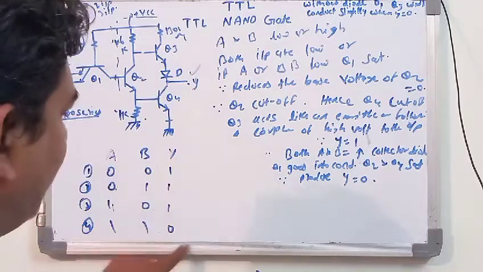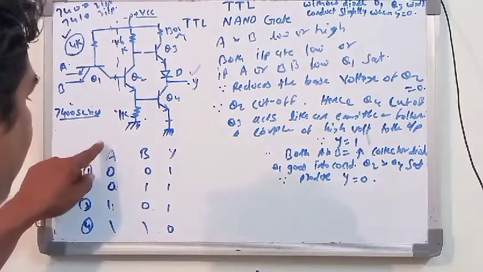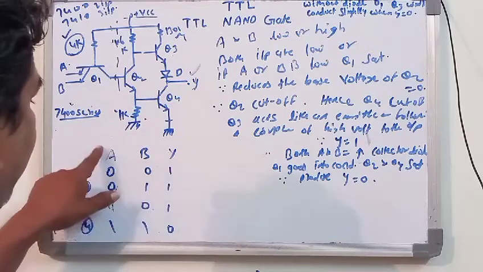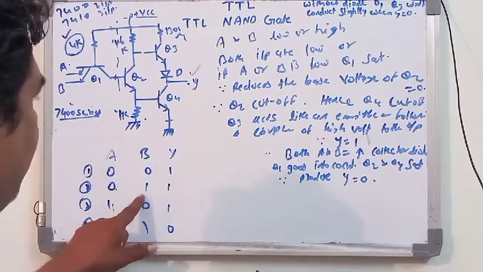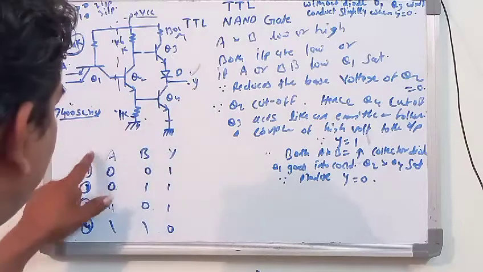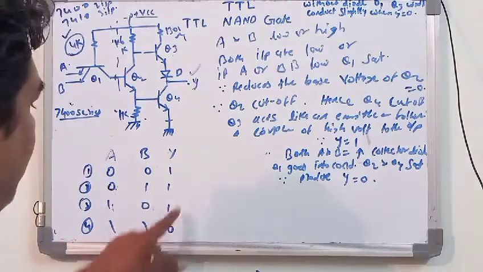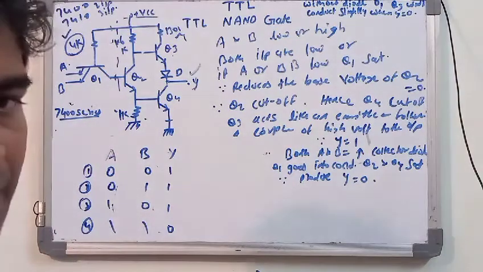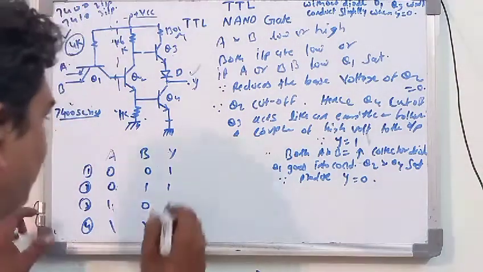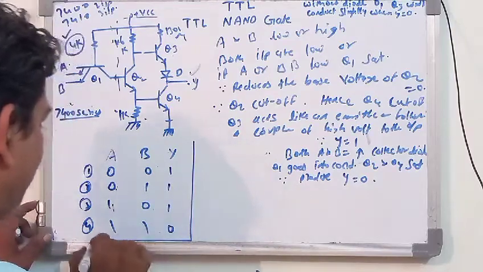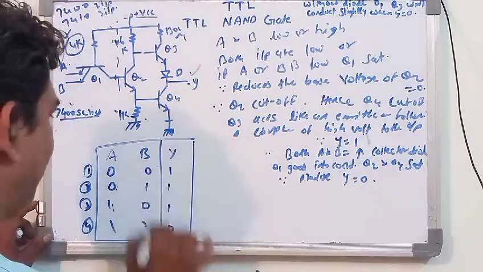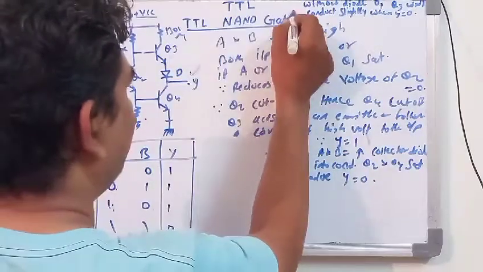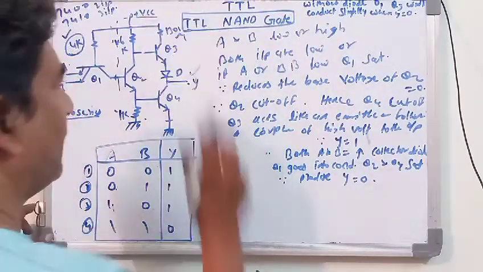So as soon as it is satisfied, you will say that when A is equal to 0 and B is equal to 0, the output will be 1. A is equal to 0, B is equal to 1, output will be 1. A is equal to 1, B is equal to 0, the output will be 1. And A is equal to 1 and B is equal to 1, the output will be 0. As soon as this is satisfied, you may say that this circuit is behaving as a TTL NAND gate.